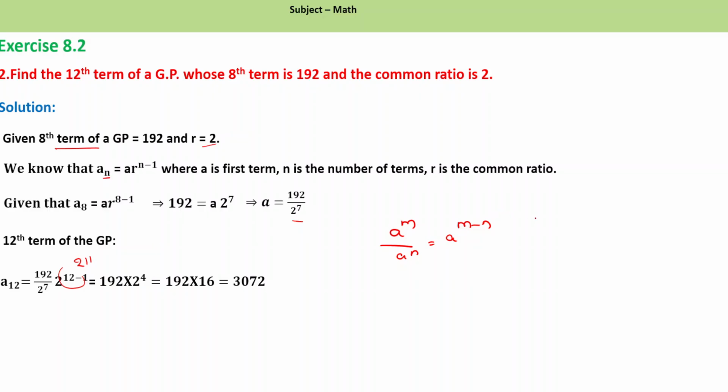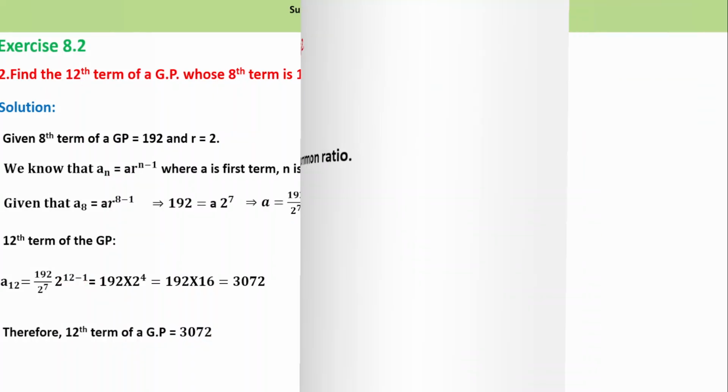So here 2^11 divided by 2^7 is 2^(11-7), that is 2^4. Therefore the value is 192 × 2^4. 2^4 is 16. Therefore 192 × 16 is 3072. Therefore the 12th term of a GP is 3072.